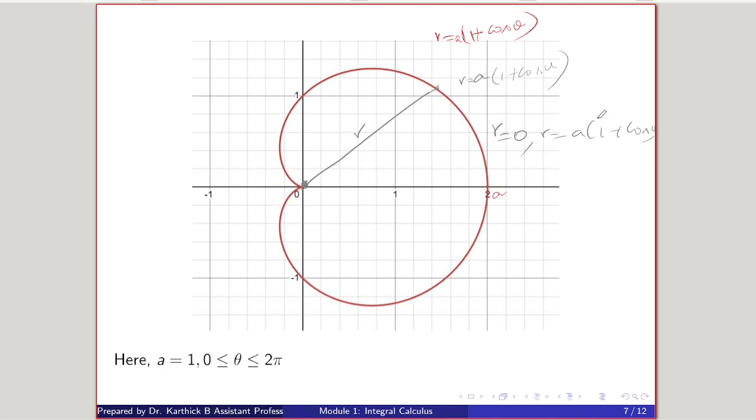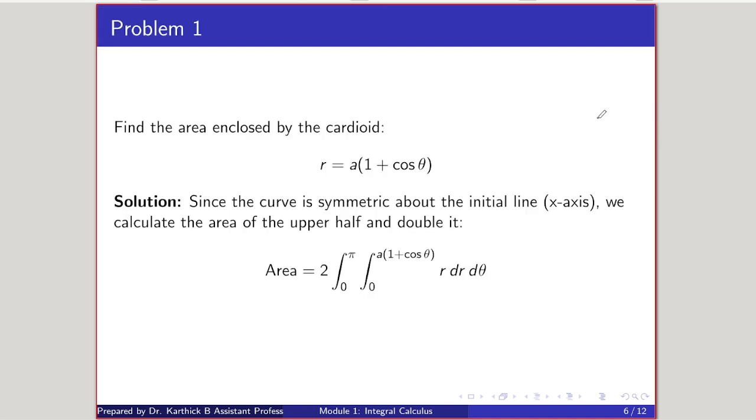Now we have to decide the limit for theta. Since we are going to find the area for the upper region alone, the whole cardioid varies from 0 to 2 pi. If you take the upper region alone, it takes values from 0 to pi. So it lies in two quadrants, and theta will go from 0 to pi. Okay, so now we have found the limits. Then we go for the problem.